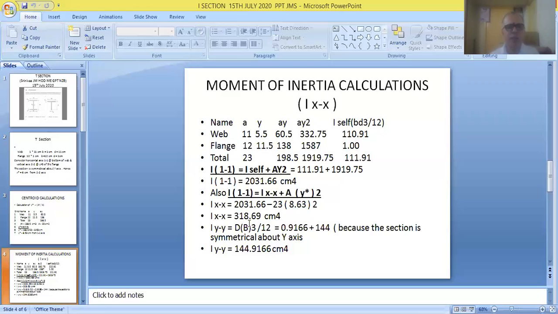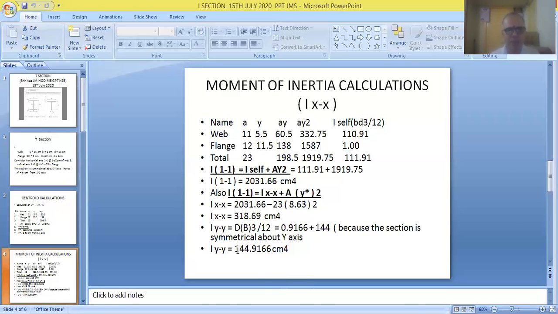It is obtained as 318.69 centimeter to the power of 4. So friends, this is the third answer. This is the third question which you are supposed to answer in the exam. Firstly, we have measured the value of X bar. Secondly, we have measured the value of Y bar. And thirdly, we have measured the value of IXX. It is obtained as 318.69. And friends, lastly, the final question is measurement of IYY.